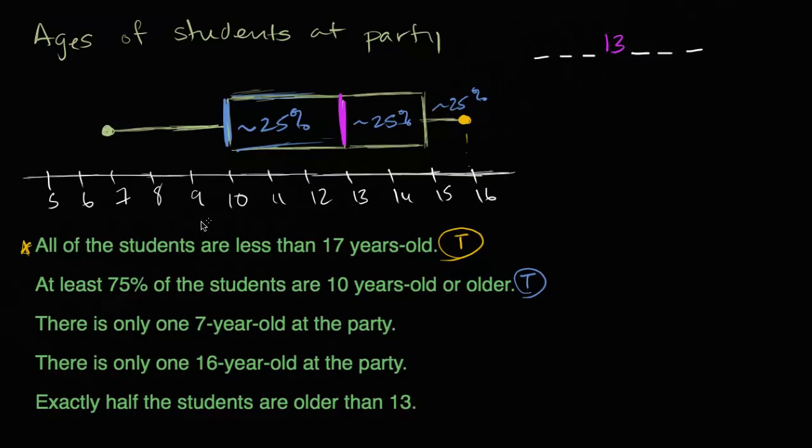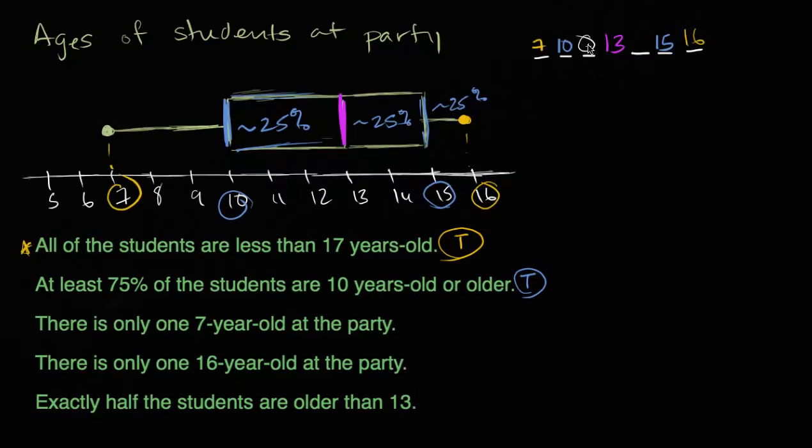So 10 is going to be the middle of the bottom half. So that's 10 right over there. And 15 is going to be the middle of the top half. That's what this box and whiskers plot is telling us. And they, of course, tell us that the minimum is 7, and that the maximum is 16. So we know that's 7, and then that is 16. And then this right over here could be anything.